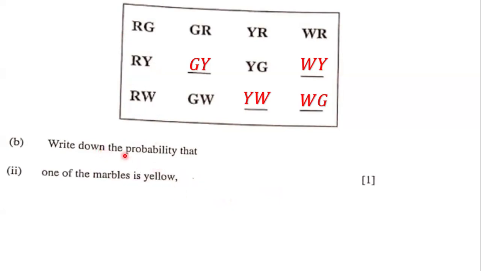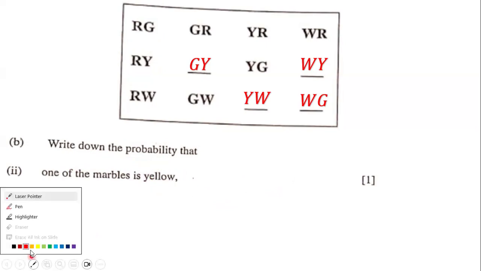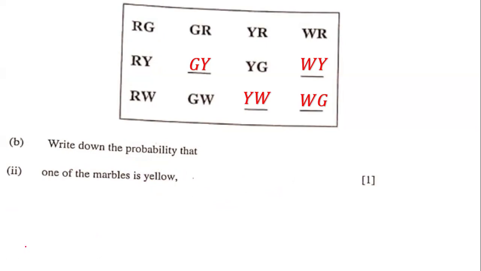Next, it says write down the probability that one of the marbles is yellow. Just one of the marbles is yellow. It doesn't have to be the first one or the second one. Well, just one of them. It could either be the first one yellow or the second one yellow, but it has to have a yellow in it, okay? And so that means that how many outcomes have that particular feature, right?